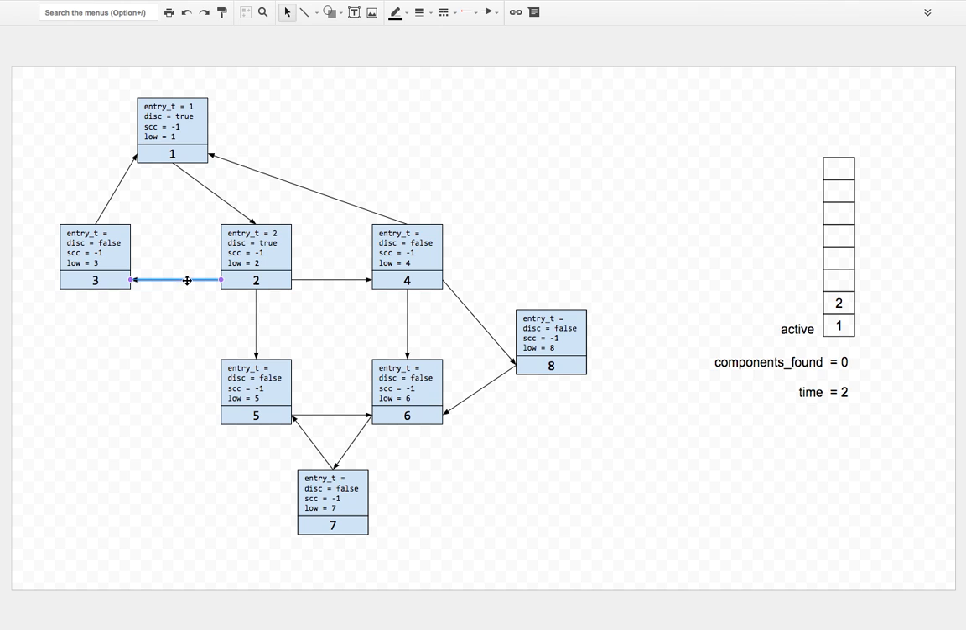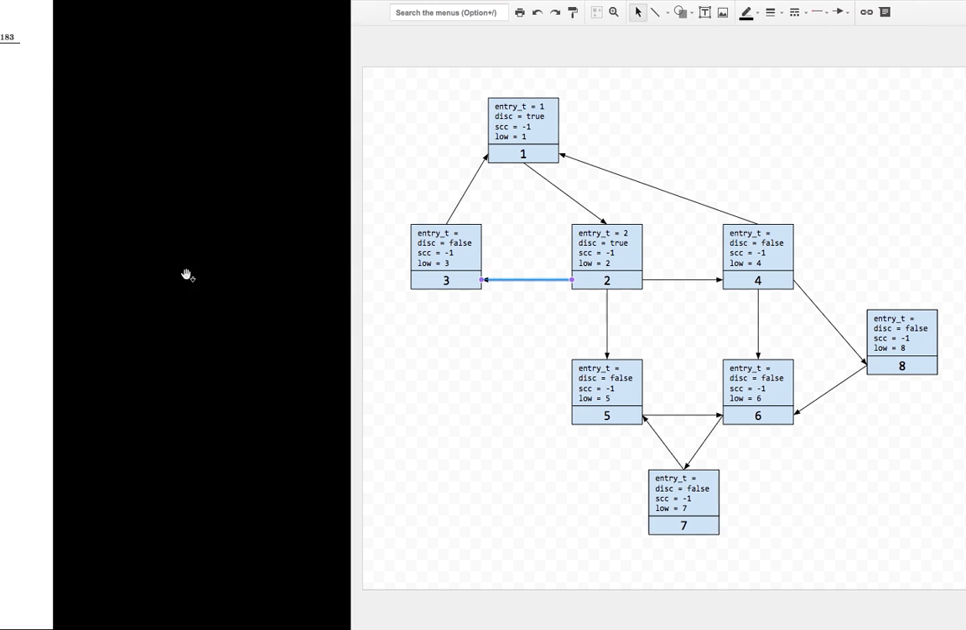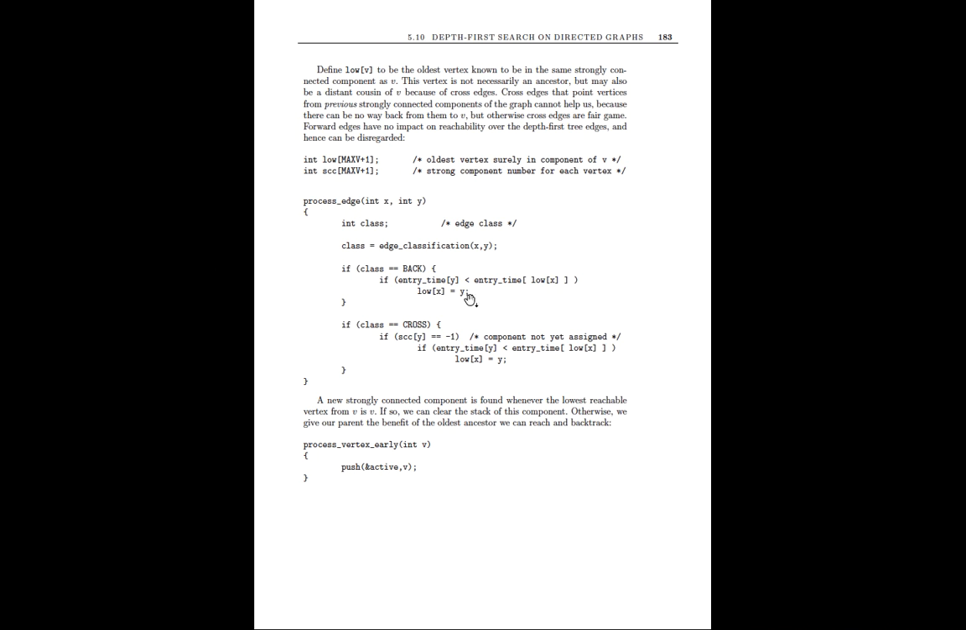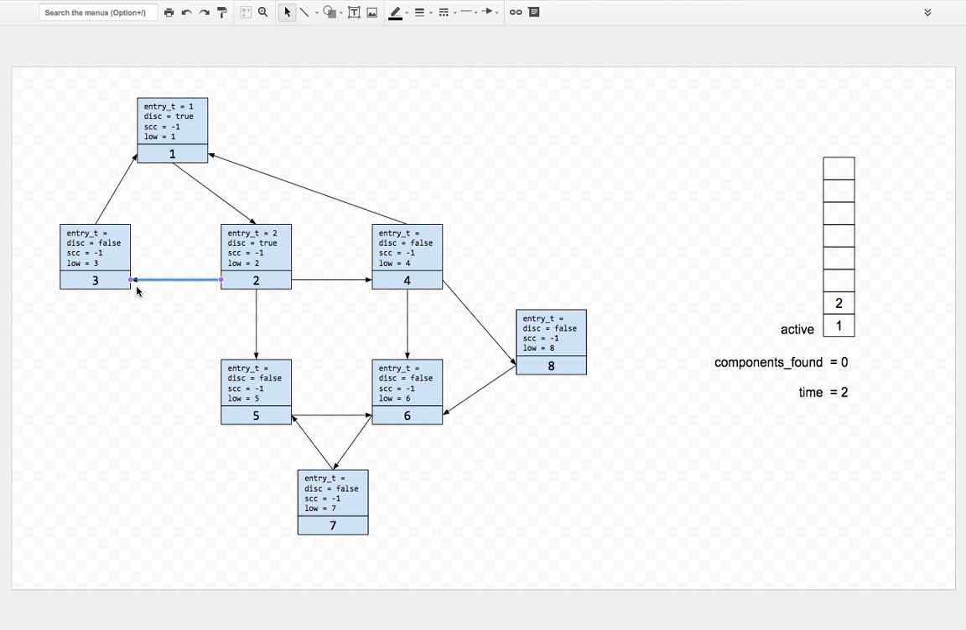And because it's a tree edge, process edge does nothing, right? If class equals back, we do something. If class equals cross, we do something. If class equals tree, we don't do anything at all. So we simply move on to a depth-first search, or rather we discover this vertex, mark it as discovered, and then we conduct a depth-first search of this vertex, which means we increment again our time counter by 1, which goes from 2 to 3.